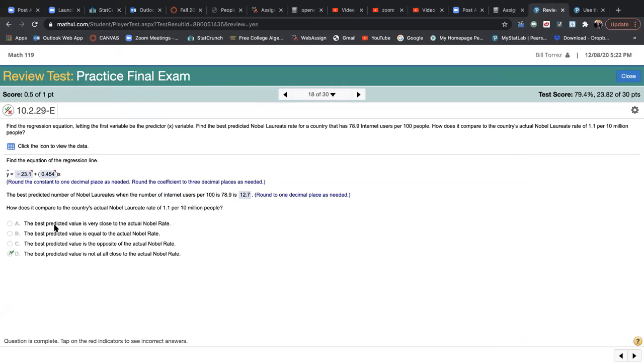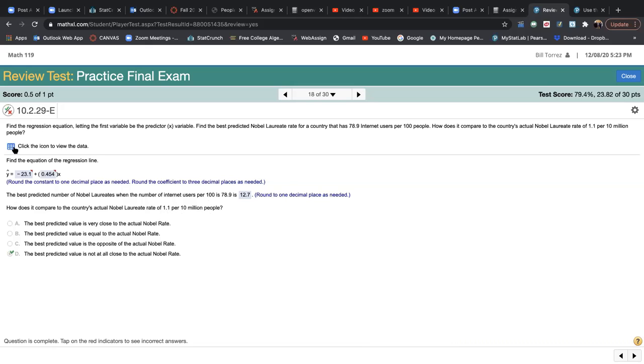All right, and then finally, how does it compare to the country's actual Nobel laureate rate of 1.1 per 10 million people? Okay. Well, 12.7 here is a lot greater. Okay, 12.7 per 100 is a lot greater than the actual rate of 1.1 per 10 million people.